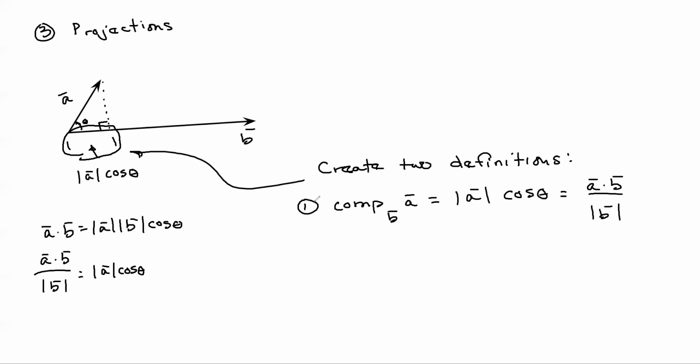So that's one of our definitions, is this piece. It comes up often enough, it's important enough that we want to have a definition for it. And this is our definition. We're going to call it the comp of A onto B. Comp is short for component, and it equals A dot B over the length of B. The second definition, which I'll get into more in a moment, is going to be called the projection of A onto B. I'm just going to give you the formula for that, and we'll verify it in a second.